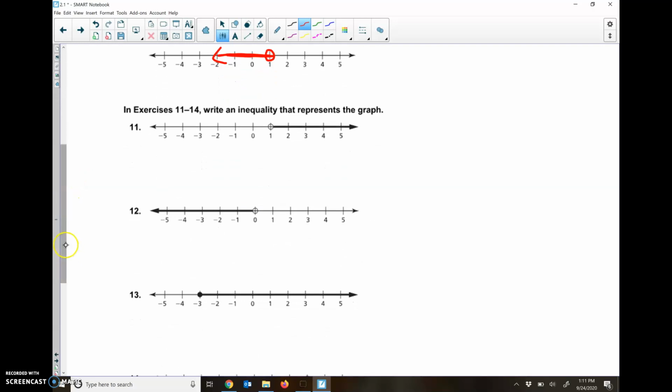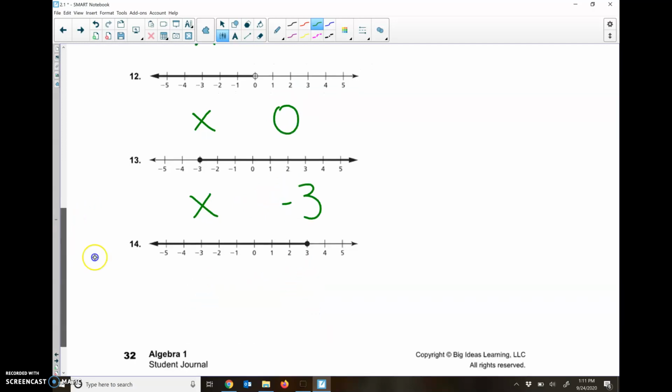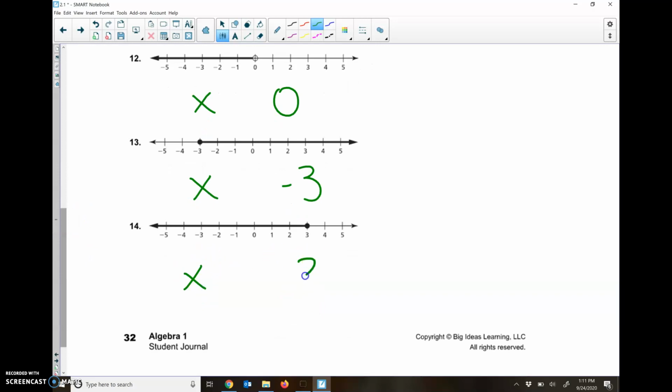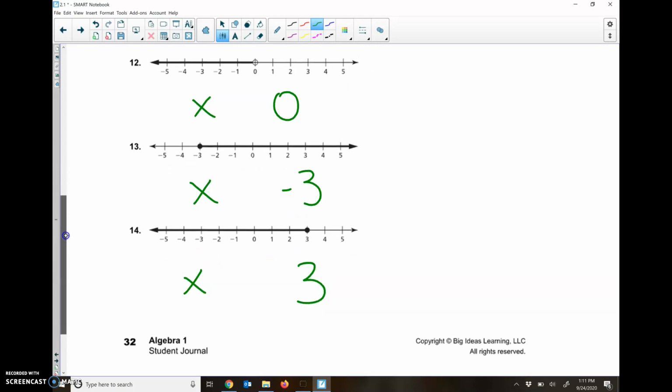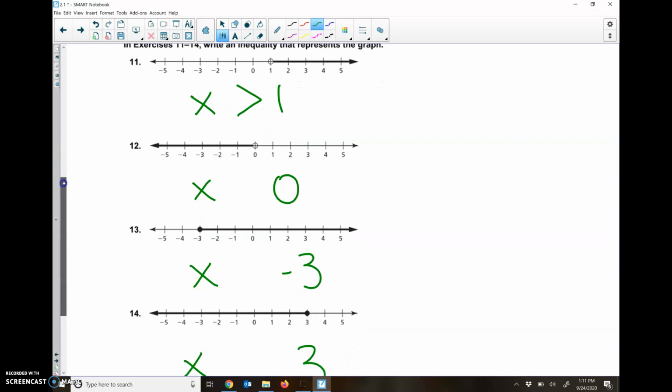And the last couple here, they mix it up a little bit, not like the earlier ones we did, where it's the same thing. So I'm just going to start by writing x and 1, x and 0, x and negative 3, and x and positive 3. And really all you have to do is then figure out the sign. Okay, so this one, I have numbers bigger than 1, so like 2, 3, 4, 5. So that is x is greater than 1. Open circle, so I don't need my line underneath it.